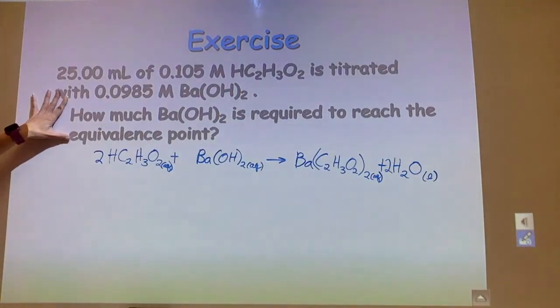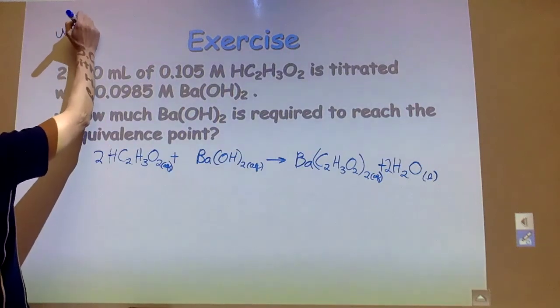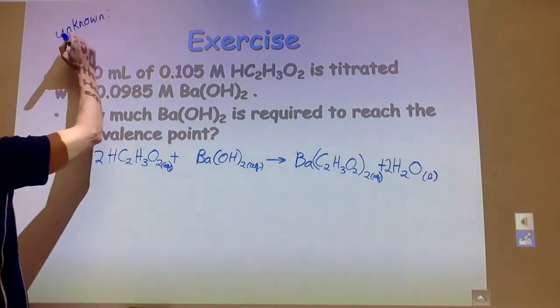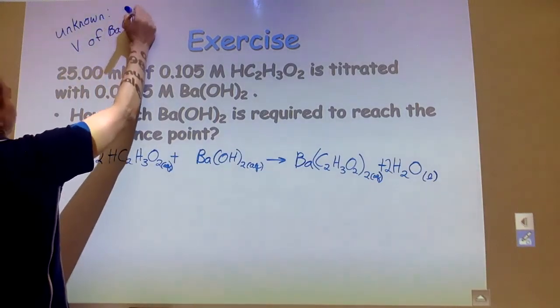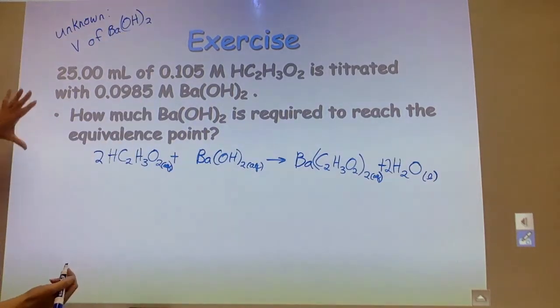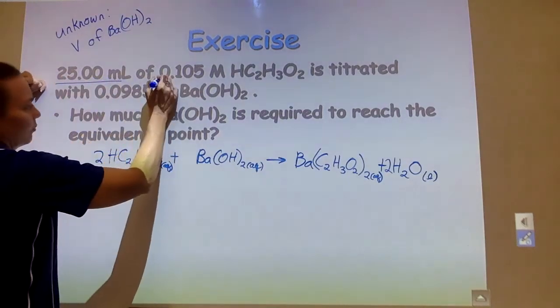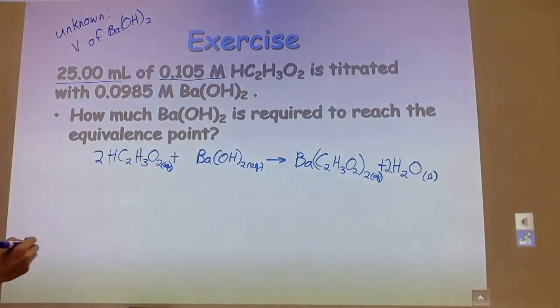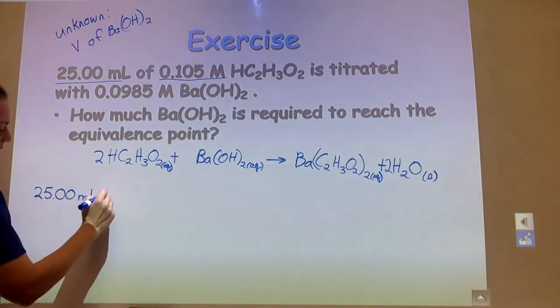I'm being asked to find how much barium hydroxide is required to reach the equivalence point. So this time I have a different unknown. I'm not looking for moles. The unknown that I'm looking for is the volume of barium hydroxide. So I'm going to start with what I know, identify the unknown and the given. Here's my given, 25 milliliters of 0.105 molar acetic acid. So 25.00 milliliters of acetic acid.